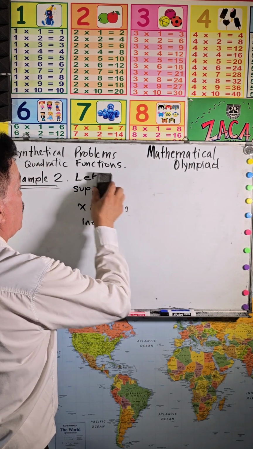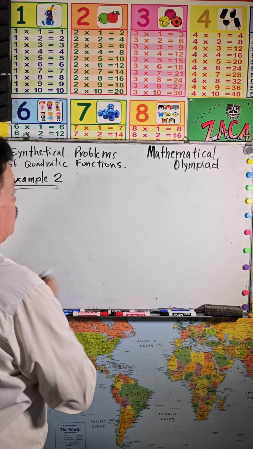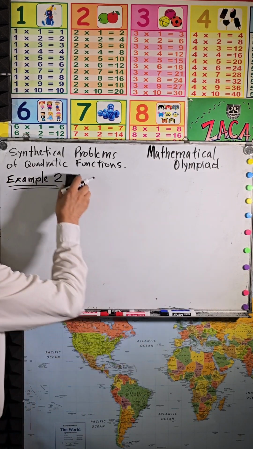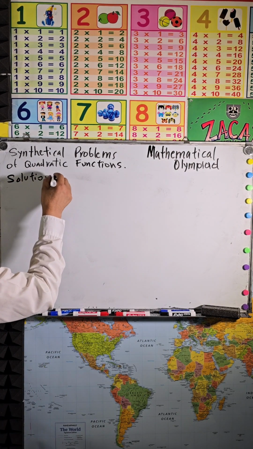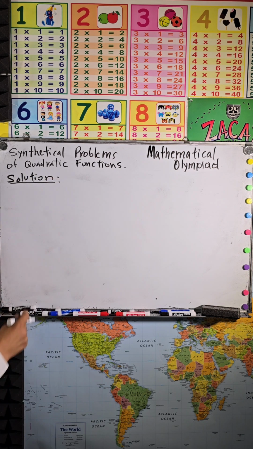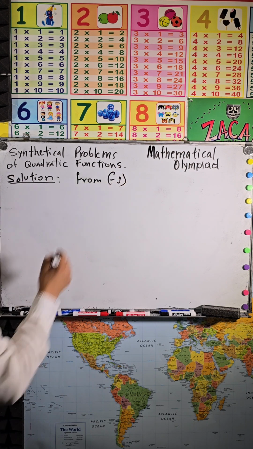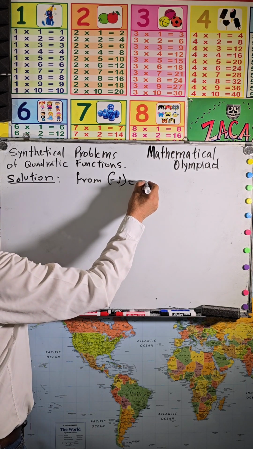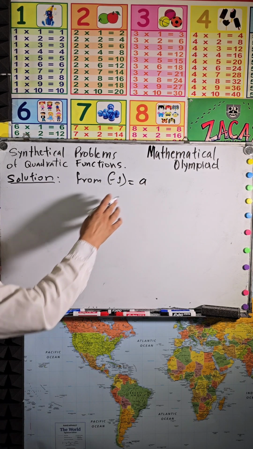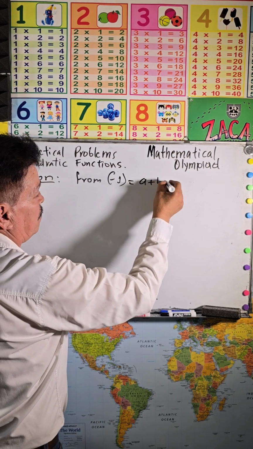Keep the video, and if you have a question, just look back. Remember, it's problem number 2. So the solution to problem number 2. Let's write from negative 1: f(-1) equals a minus b plus c.